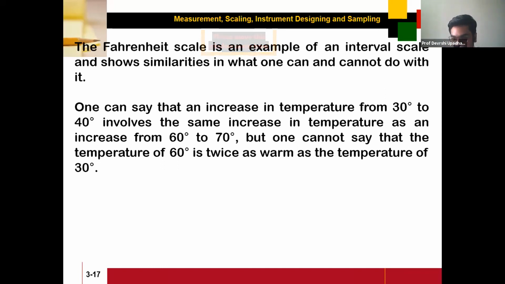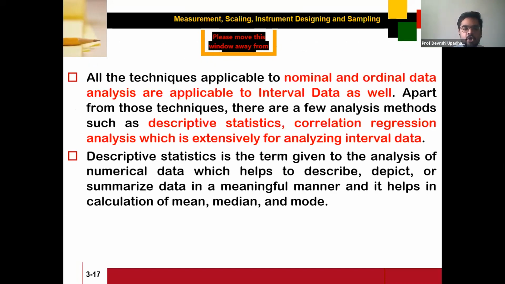The point is that in the interval scale, you can identify the variables, and you can measure the difference or the space between these two variables. Okay. Next, all the techniques applicable to nominal and ordinal data analysis are applicable to interval data as well. Apart from those techniques, there are a few analysis methods such as descriptive statistics, correlation, and regression analysis, which are extensively used for analyzing interval data.